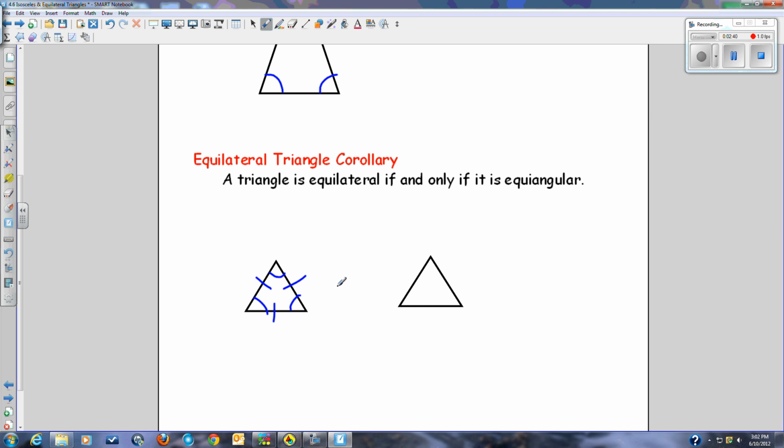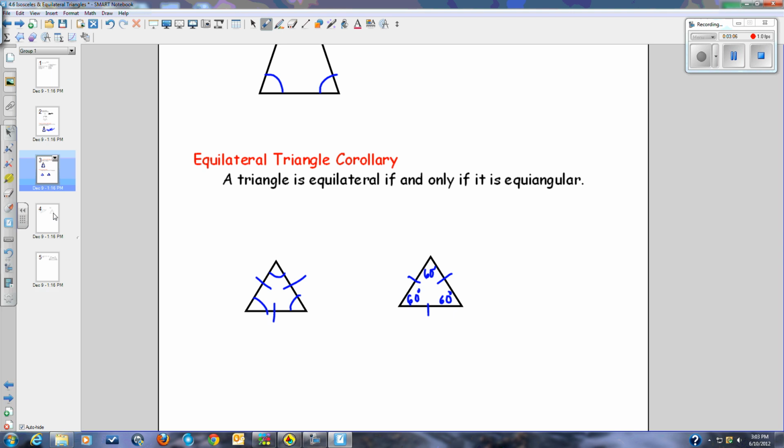Okay, now remember, all the angles in a triangle add up to 180 degrees. So if you have an equilateral triangle, you're going to have to divide those three angles equally among 180. So I will use this picture. So each angle would be 60 degrees in an equilateral or equiangular triangle. So let's move on.